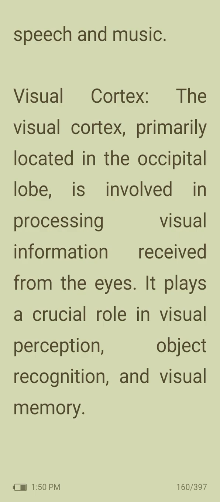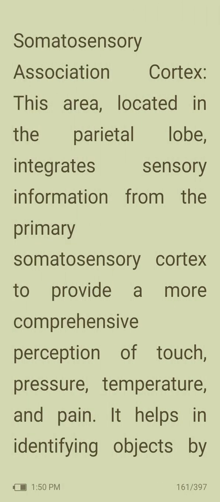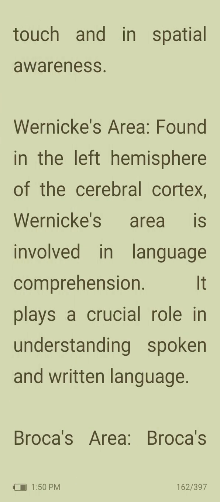Then, visual cortex, primarily located in the occipital lobe, is involved in processing visual information received from the eyes. It plays a crucial role in visual perception, object recognition, and visual memory. Then, somatosensory association cortex. This area, located in the parietal lobe, integrates sensory information from the primary somatosensory cortex to provide a more comprehensive perception of touch, pressure, temperature, and pain. It helps in identifying objects by touch and in spatial awareness.